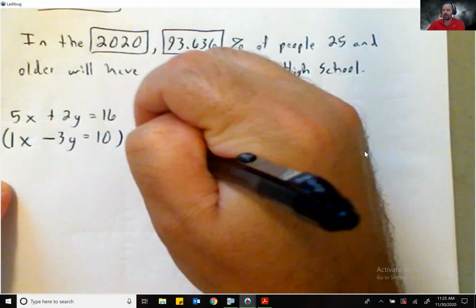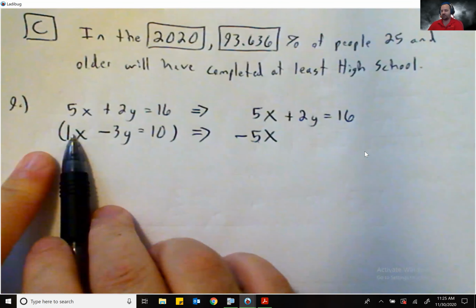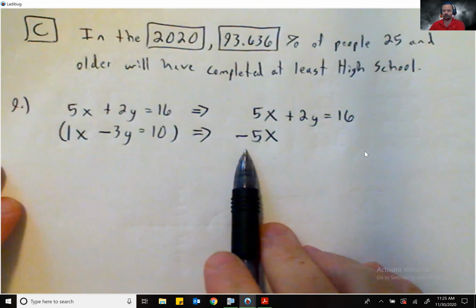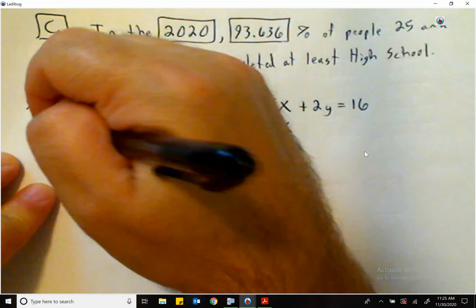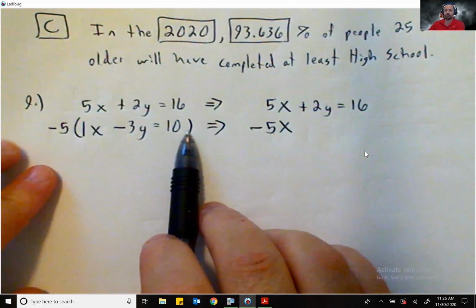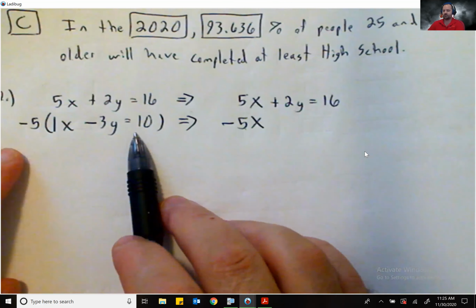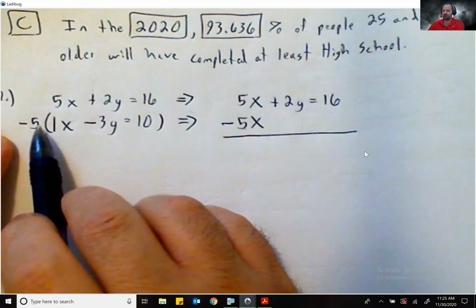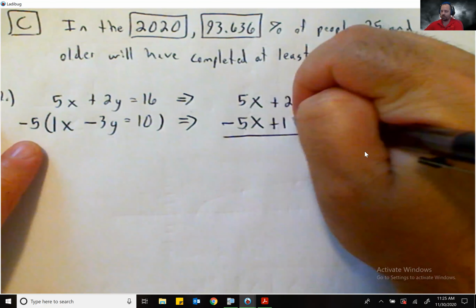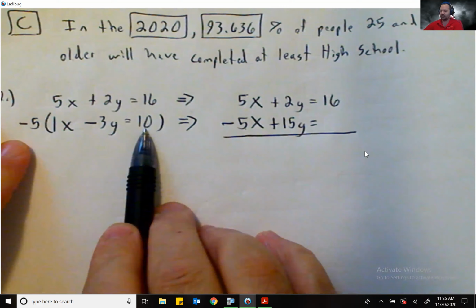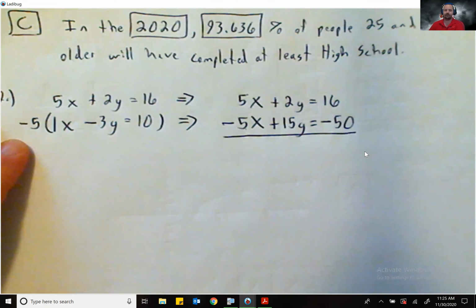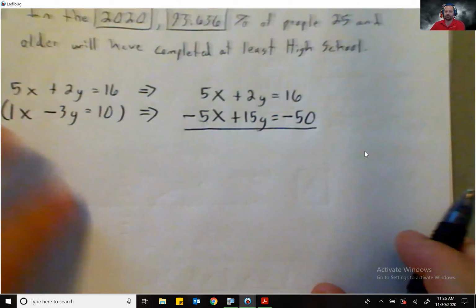So what will I multiply 1 by to become -5? Negative 5. So this whole bottom equation here is going to get multiplied by -5. So -5 times 1 gives us the -5x, which we knew was going to happen. And -5 times -3y gives us a positive 15y. And -5 times 10 gives us a -50. And so now we're ready to do elimination.